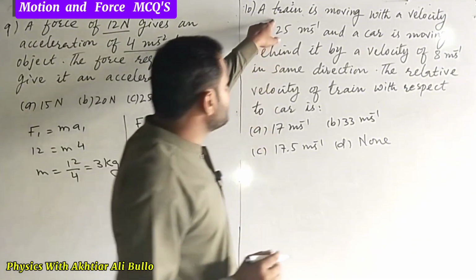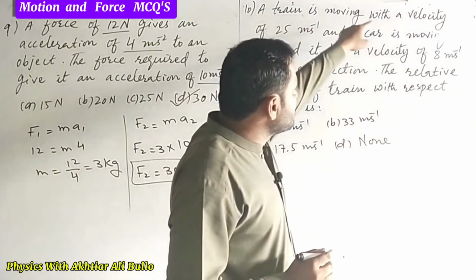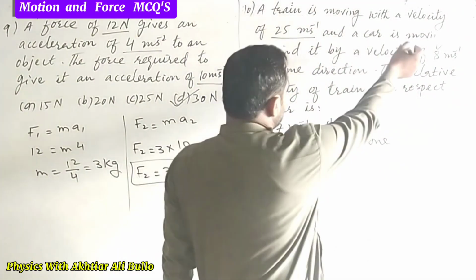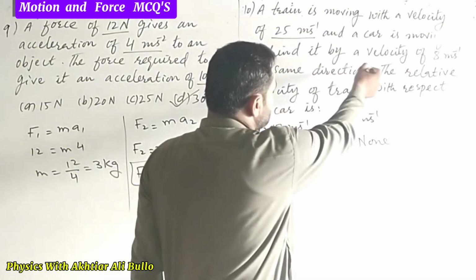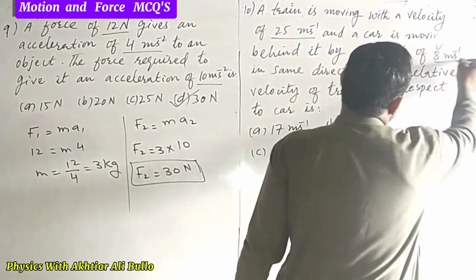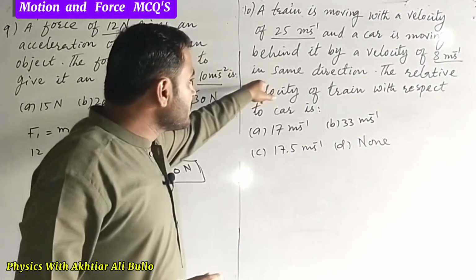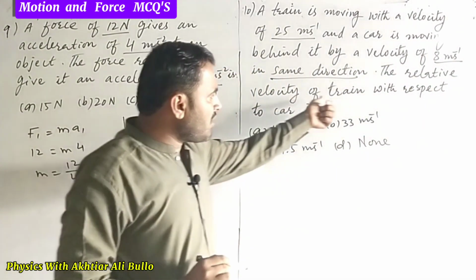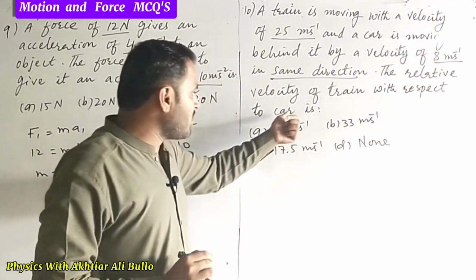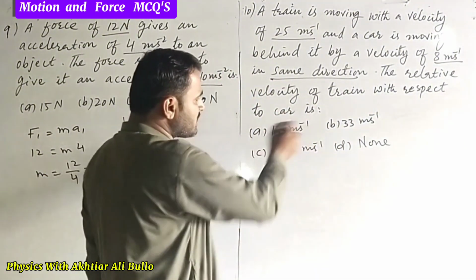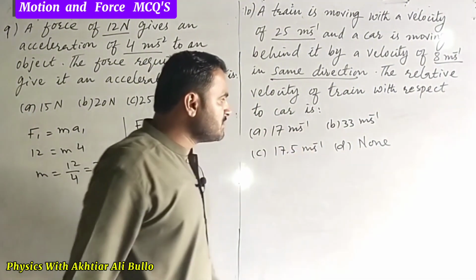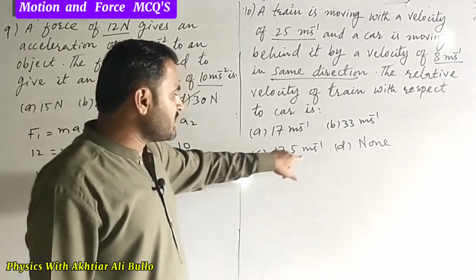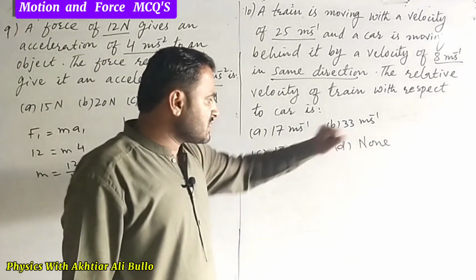The MCQ number 10 is, a train is moving with a velocity of 25 meter per second and a car is moving behind it with a velocity of 8 meter per second in the same direction. The relative velocity of train with respect to car is A, 17 meter per second, B, 33 meter per second, C, 17.5 meter per second, D, none of these.